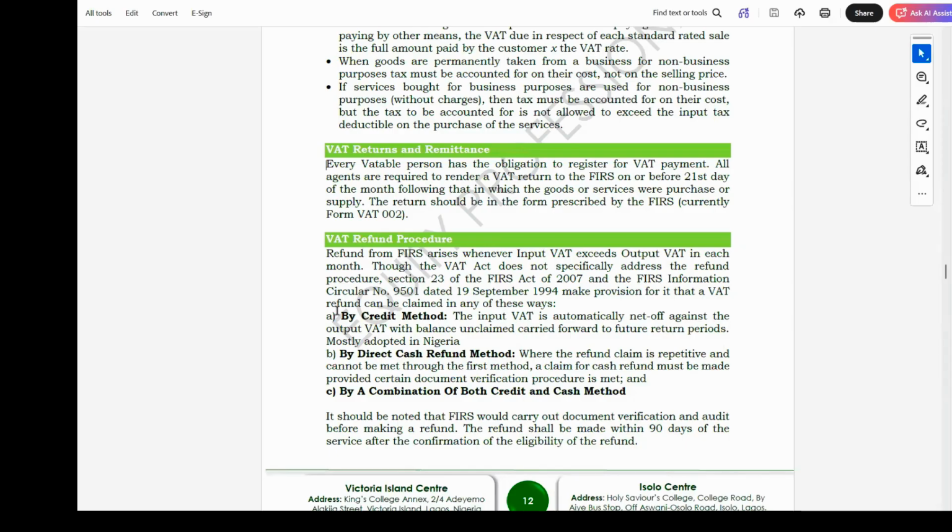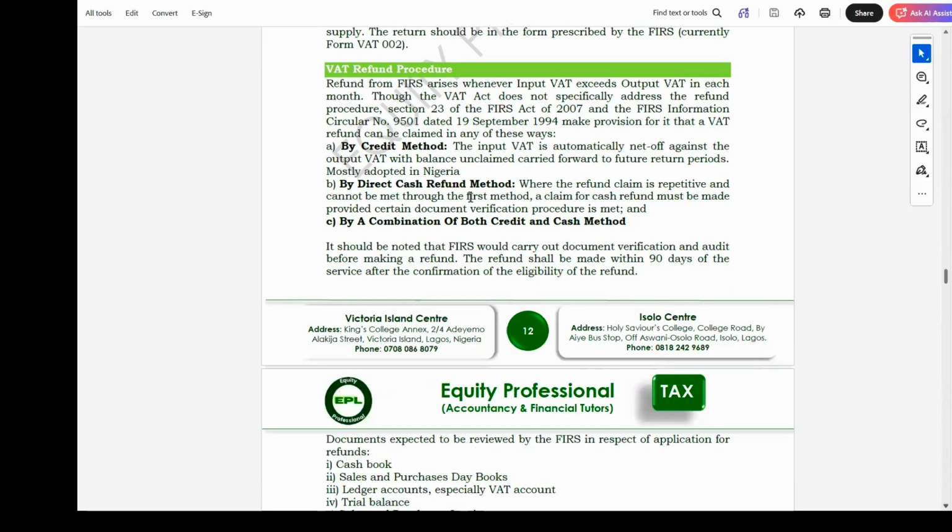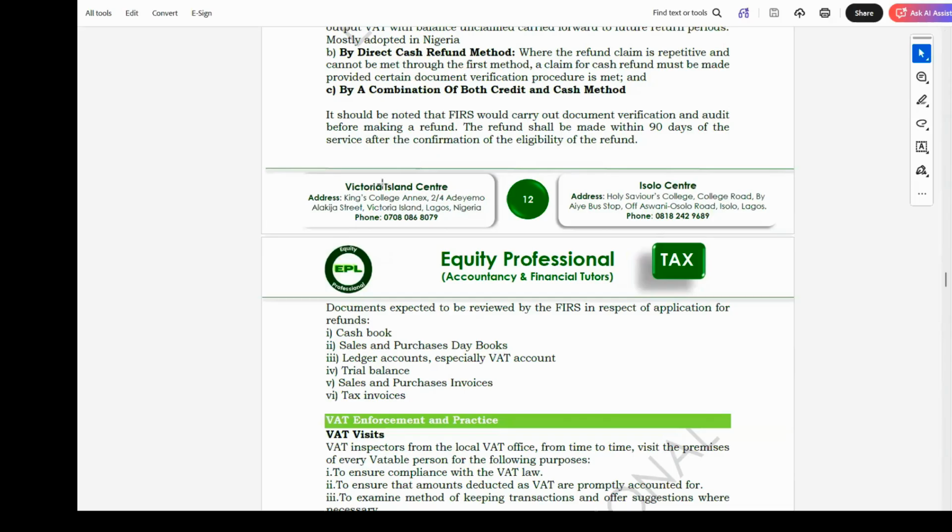Then it can also be done through a combination of both the credit method and the cash method. So those are the three ways of requesting for a refund by the taxpayer. And before this refund can be done, it must have been established by the tax authority. That is, you must have provided relevant records whereby a tax audit or tax investigation must have been done on the transaction, to have been established by the relevant tax authority.